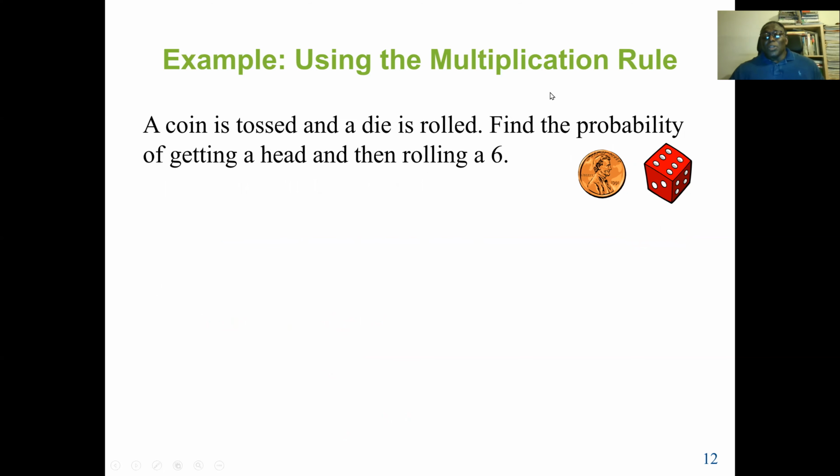So using a multiplication rule, second example: a coin is tossed and a die is rolled. Find the probability of getting a head, then rolling a 6. So getting a head, we have 2 options. When we toss a coin, we have head or tail. Rolling a die to get 6, we have 6 different options. So the probability of rolling a die to get 6 will be 1/6. Probability of getting a head will be 1/2 because head is 1, tail is 1, so 50%.